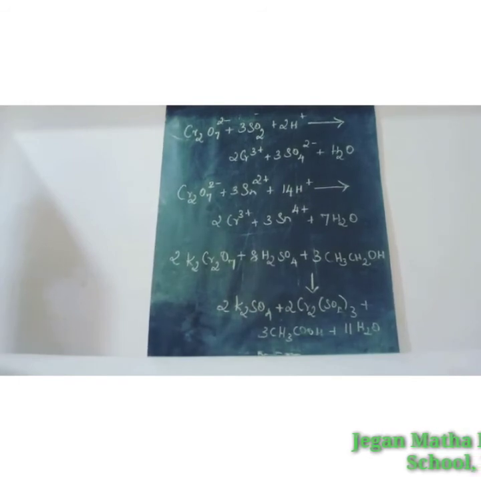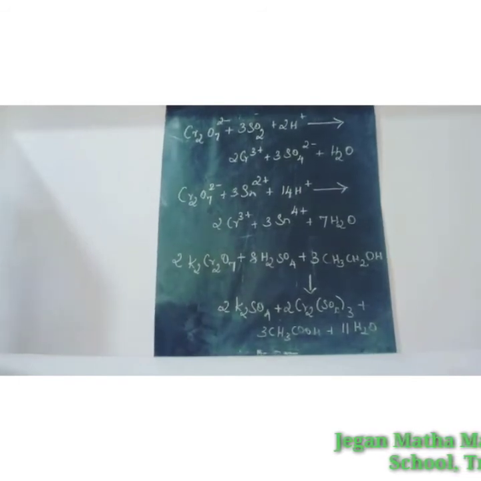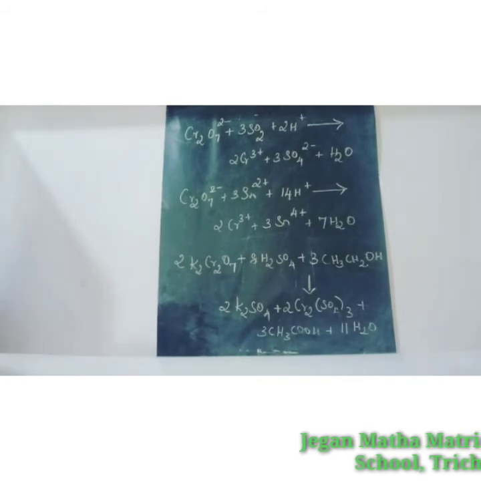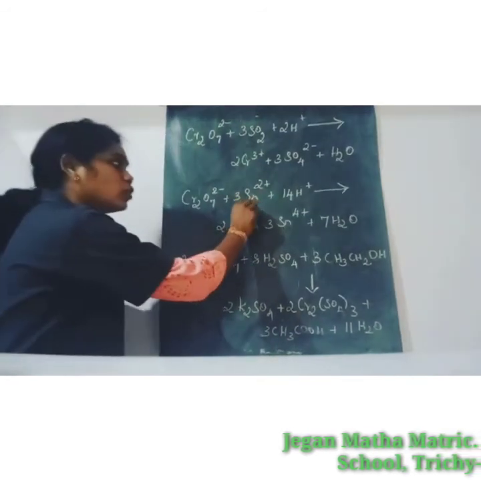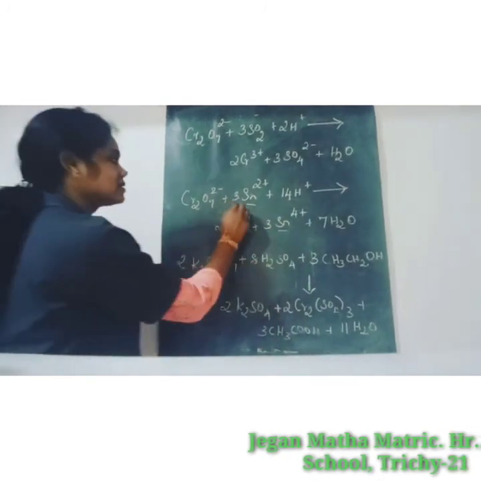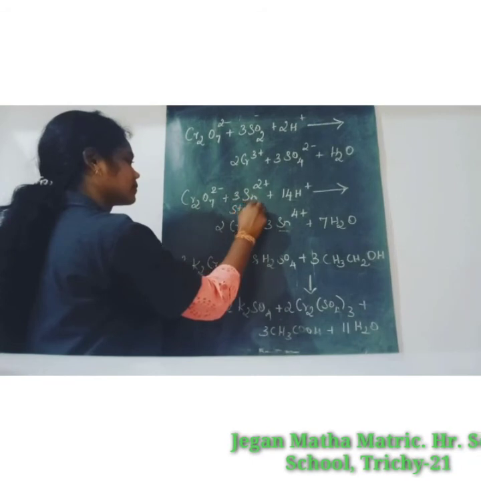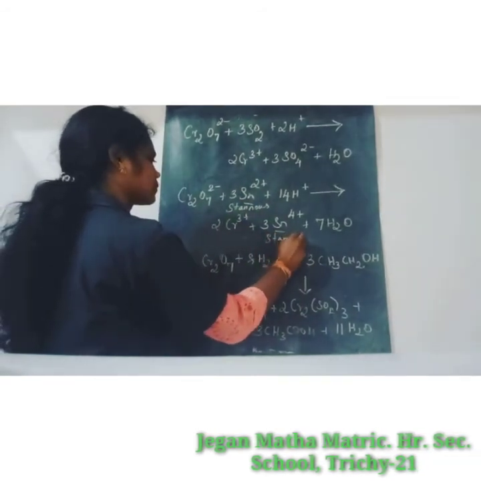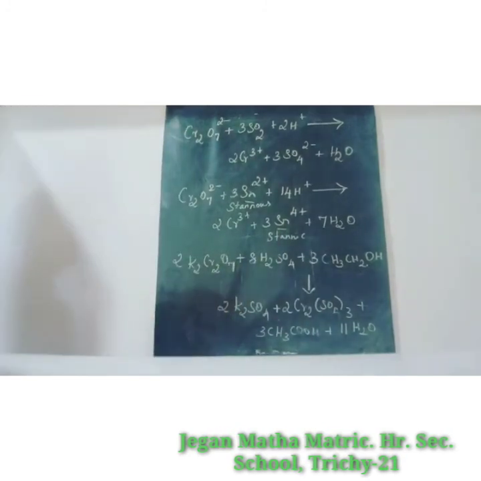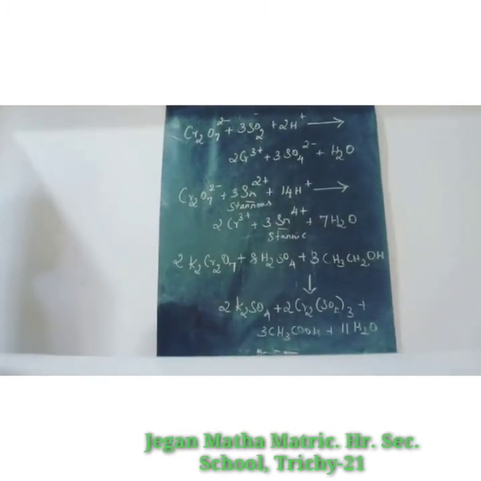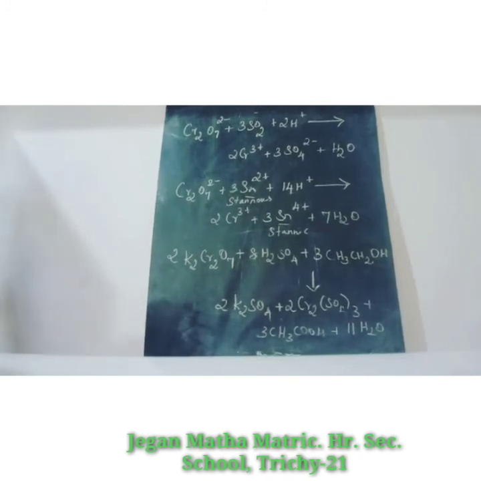plus water molecules. And next equation is it oxidizes stannous salt to stannic salt. So stannous means Sn2 plus, stannic means Sn4 plus. So stannous, this is stannic. Okay, so potassium dichromate is reacted with stannous in the presence of acidic medium. It is converted into stannic salt.